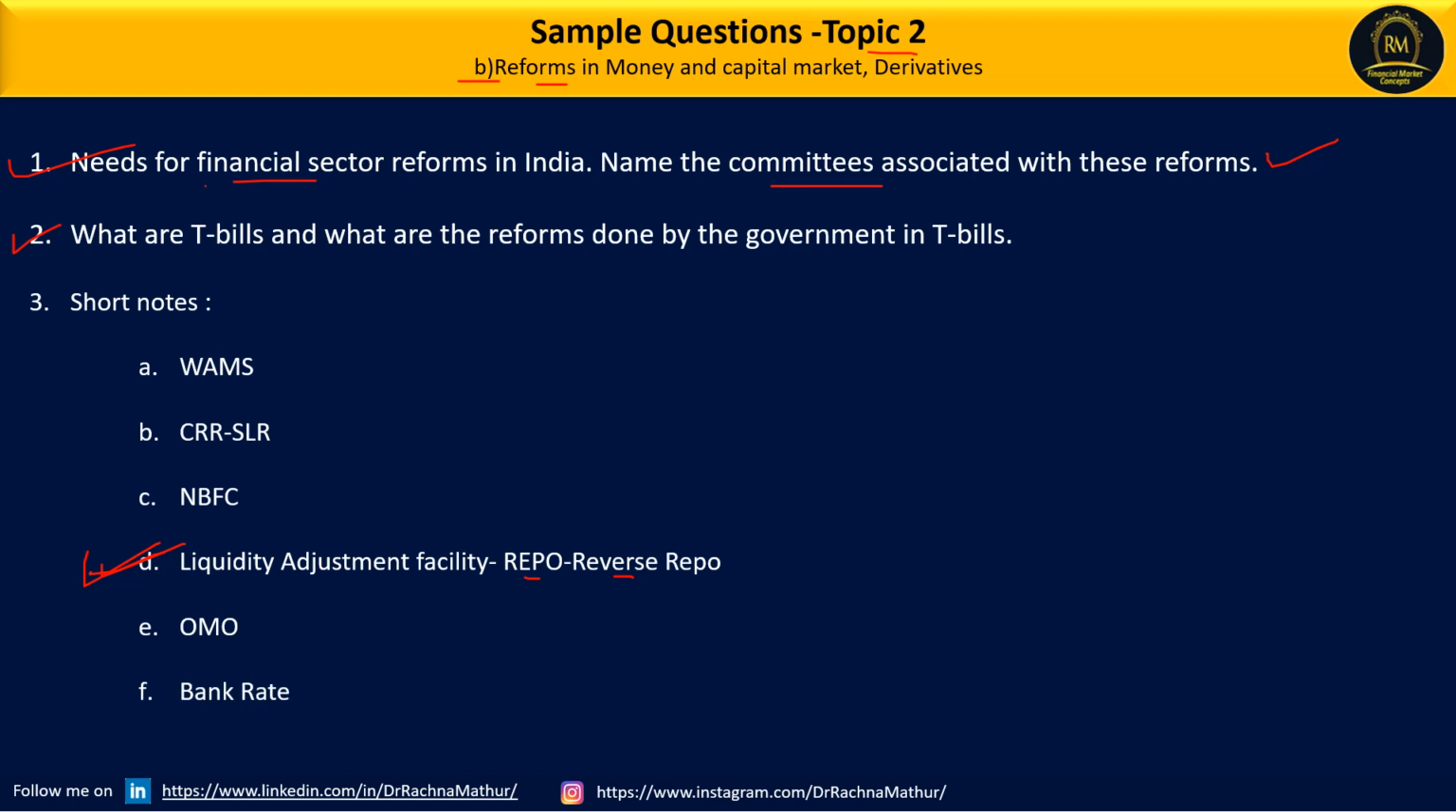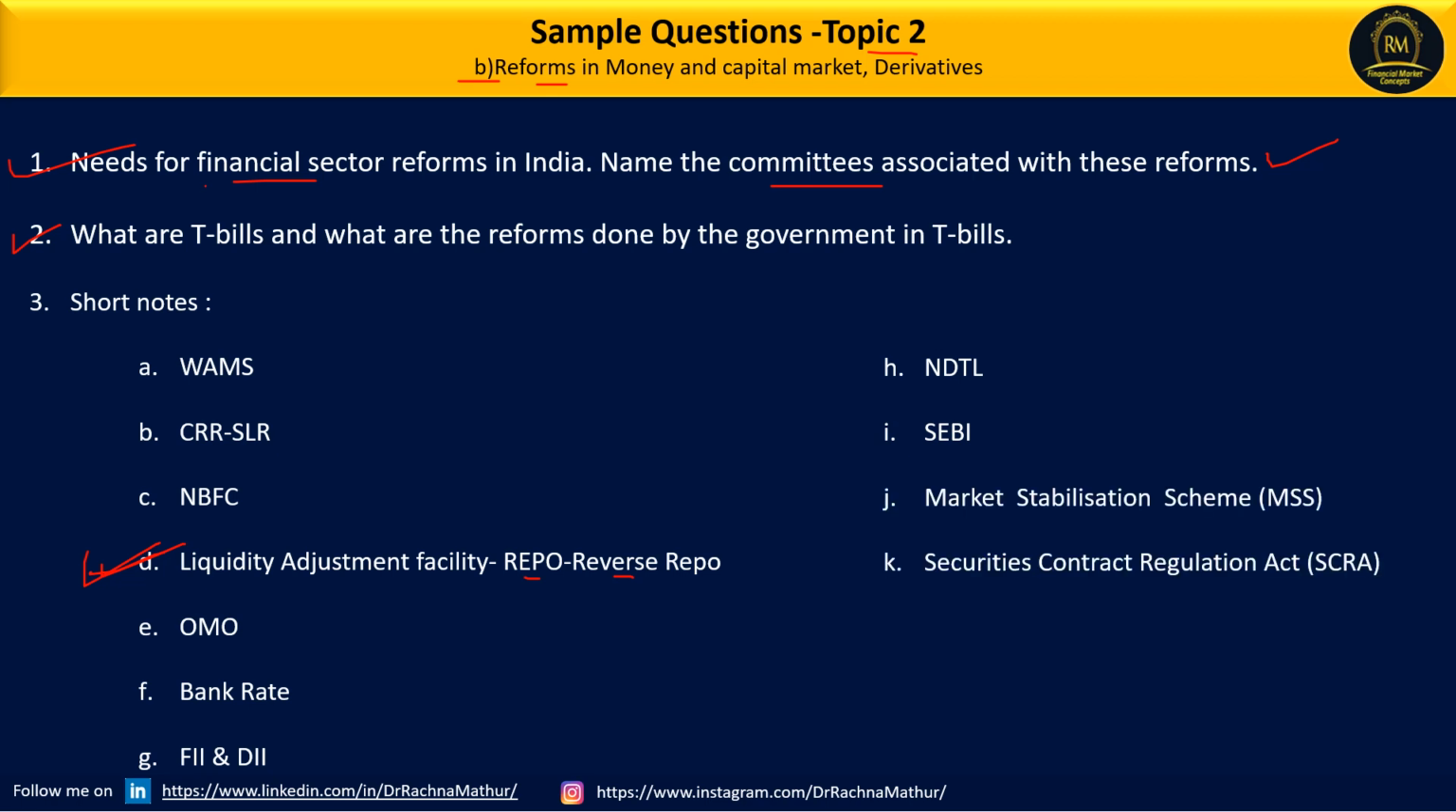Then open market operation, bank rate, FII and DII, DTL, SEBI, market stabilization scheme, Securities Contract Regulation Act, RTGS, CCIL, and FERA and FEMA.